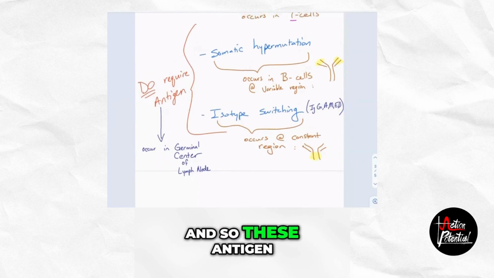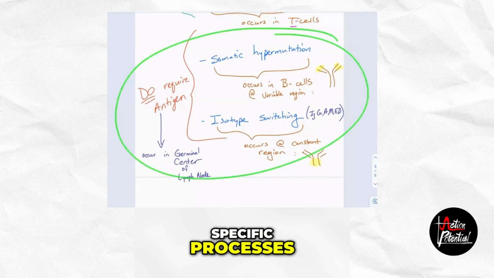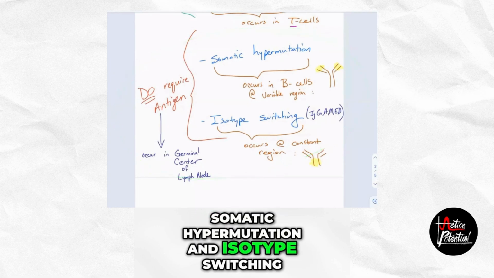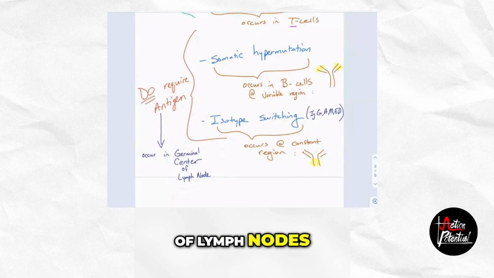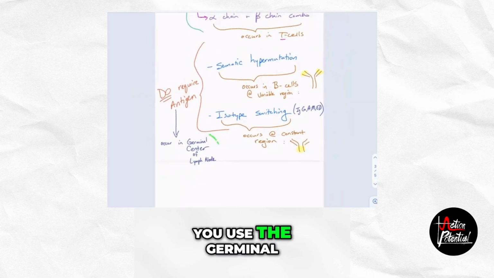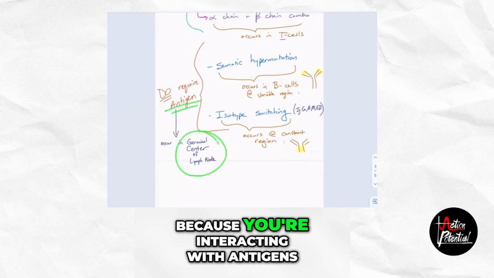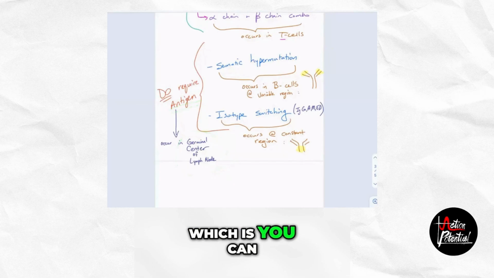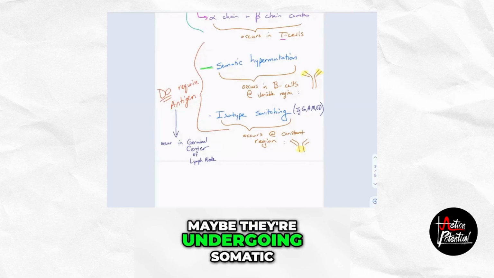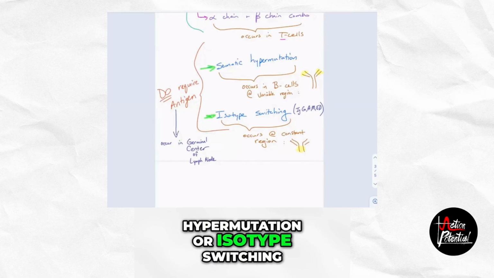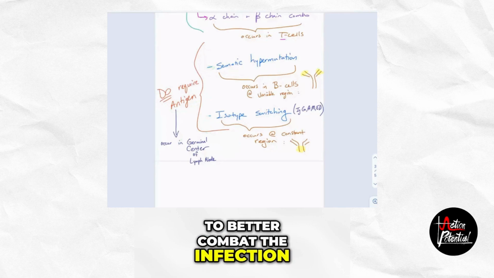And so these antigen-specific processes, somatic hypermutation and isotype switching, will occur oftentimes at the germinal center of lymph nodes. So again, you use the germinal center of lymph nodes because you're interacting with antigens, so you can have that process occurring in your lymph nodes. You guys have probably seen somebody that's sick, they have the flu, and their lymph nodes swell up. Maybe they're undergoing somatic hypermutation or isotype switching to better combat the infection.